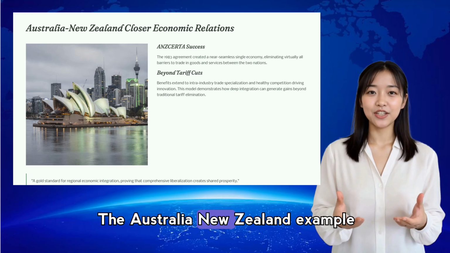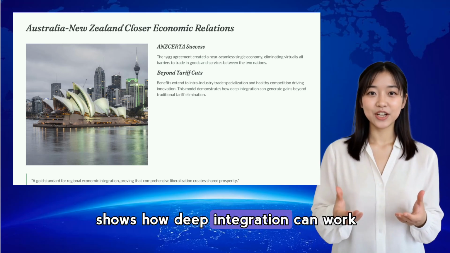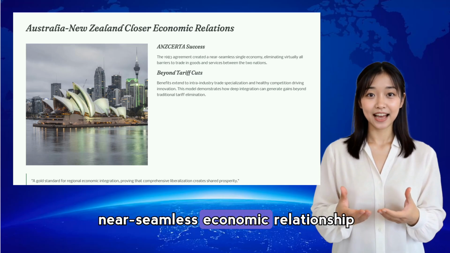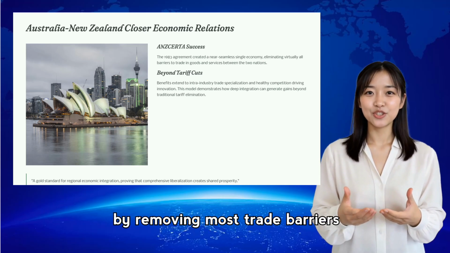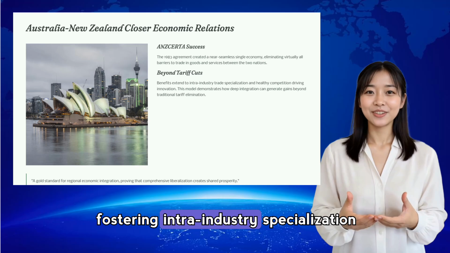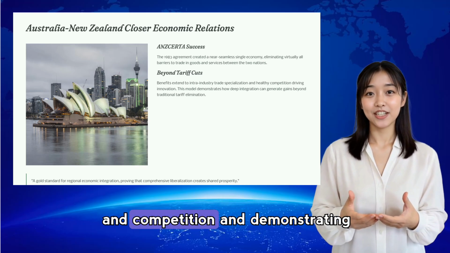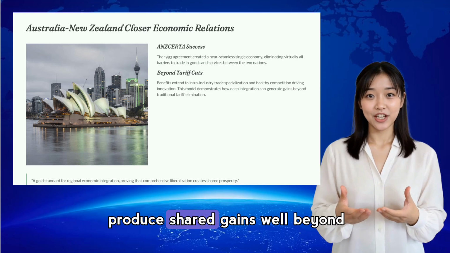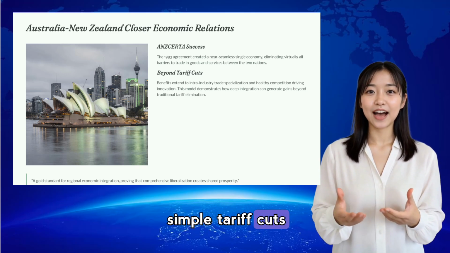The Australia-New Zealand example shows how deep integration can work in practice. ANZCERTA created a near-seamless economic relationship by removing most trade barriers, fostering intra-industry specialization and competition, and demonstrating that comprehensive liberalization can produce shared gains well beyond simple tariff cuts.